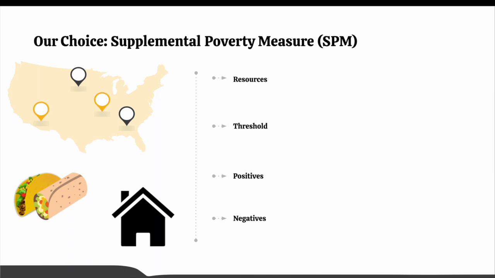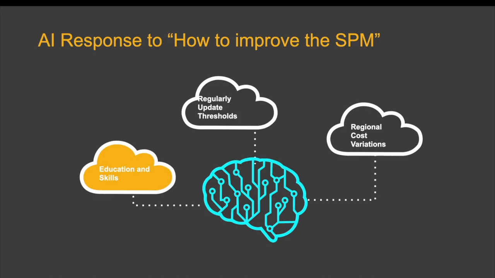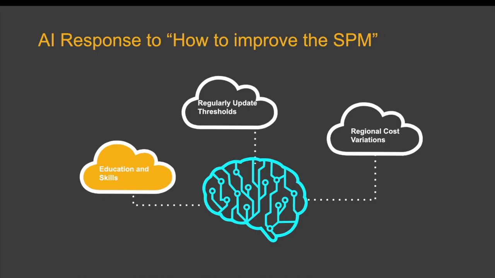After discussing the SPM, we decided to ask AI what can be improved about the SPM. Specifically, the AI we utilized was ChatGPT. We wanted to see how ChatGPT suggested we could improve the SPM. While ChatGPT gave a variety of changes to the SPM, we are going to present the ones we found to be most important and impacted our opinions the most. These were education and skills, regularly update thresholds, and regional cost variations.